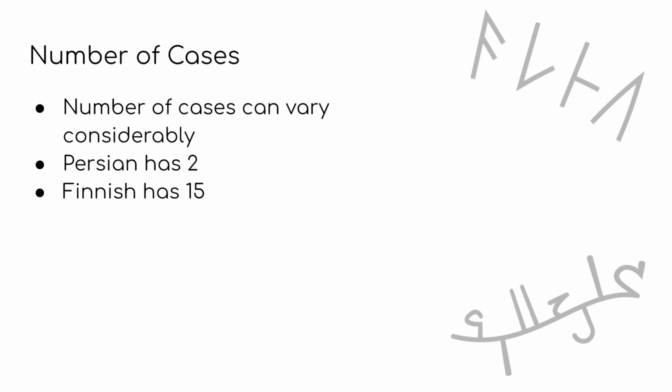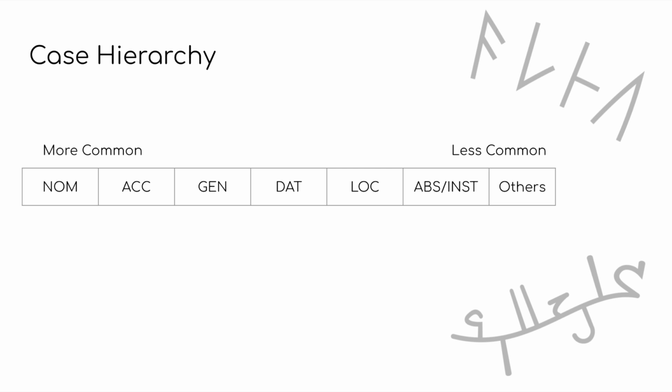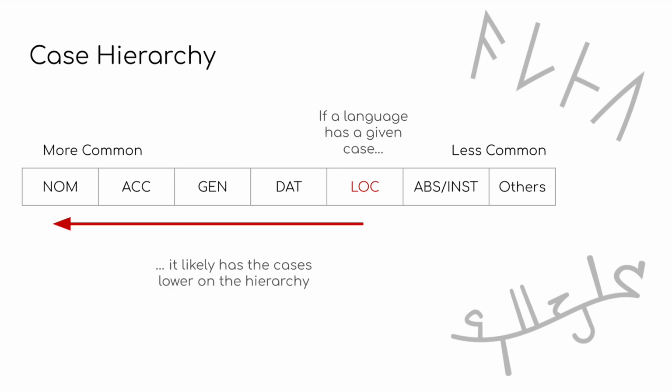The number of cases in a given language can also vary quite considerably, with some like Persian having just 2, and others like Finnish having 15. Cases can also be thought of as a loose hierarchy, where if a language has one case, it usually also has all the cases lower on the hierarchy, though this is not a hard and fast rule.